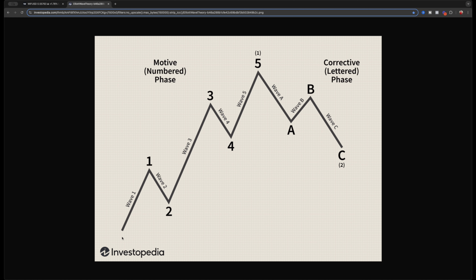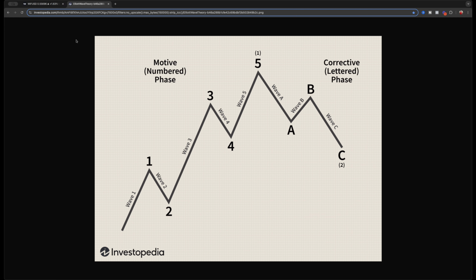This is a textbook example where we have a 5-wave structure up, which includes waves 1, 3, and 5 moving to the upside, and waves 2 and 4 moving to the downside as pullbacks. All of that put together creates a wave 1. So it's like waves within a larger wave. Then once we get that wave 1, we have a 3-wave pullback, which is also called a corrective phase. And we have an A, B, C pullback, and those three create wave 2. That's a textbook example.